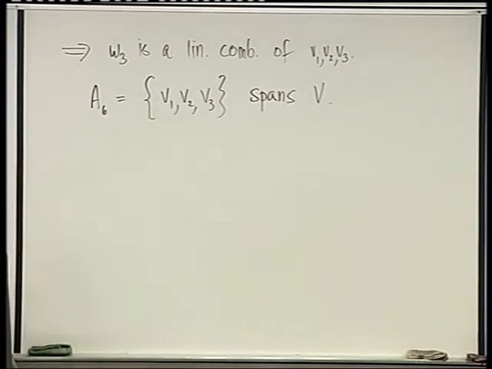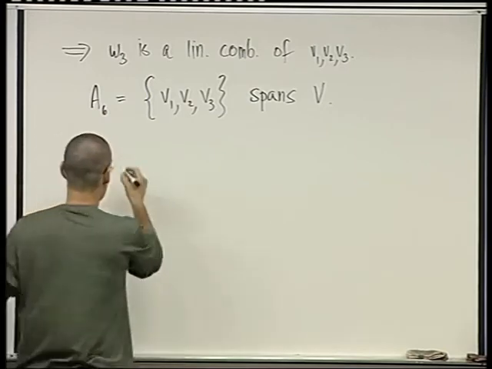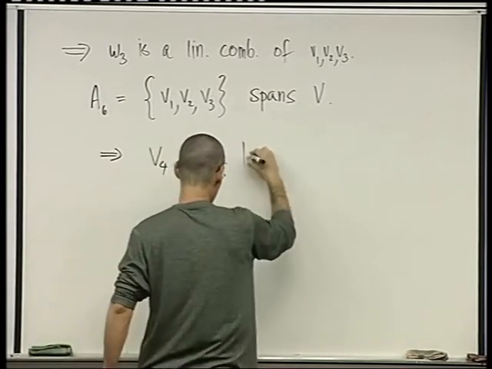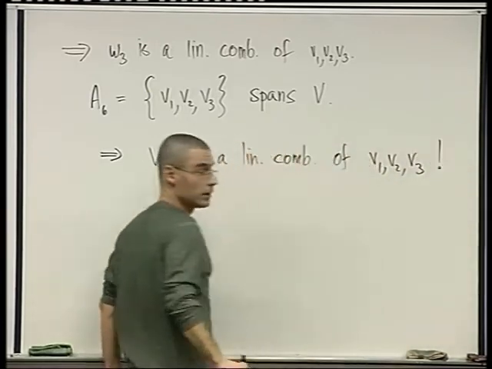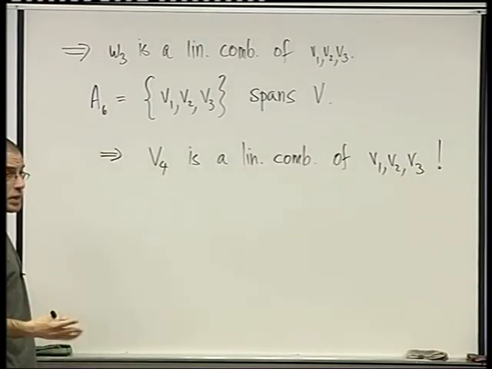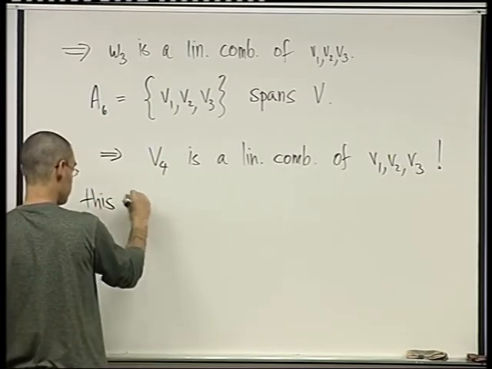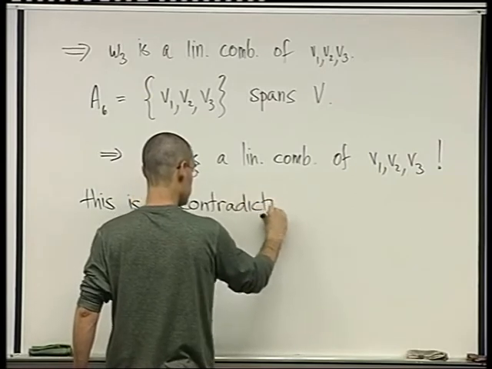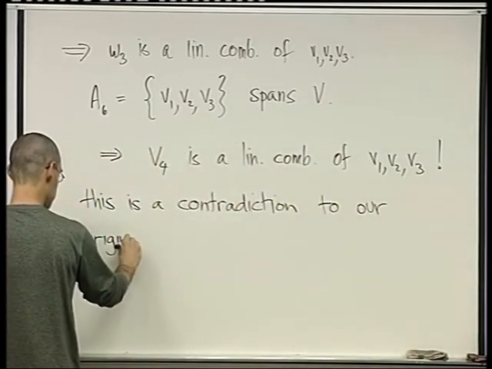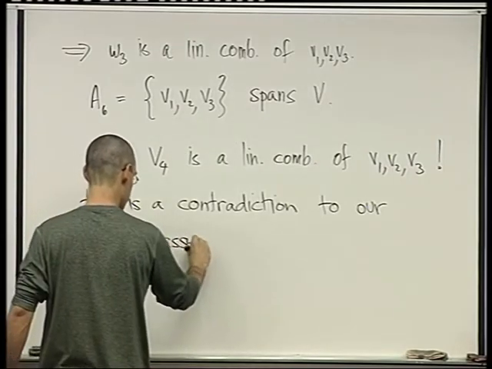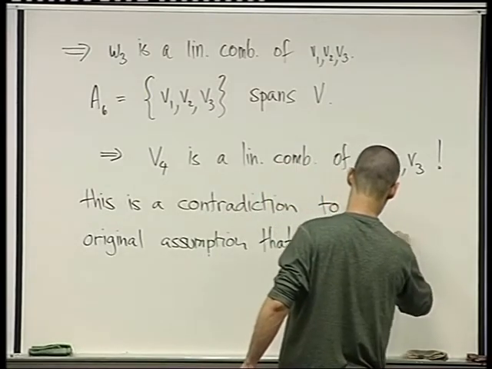But what does it mean that it spans V? It means that any vector in V is a linear combination of these guys, in particular, V4. V4 is a linear combination of V1, V2, and V3. And that's a contradiction, because we started out with assuming that B is linearly independent. Right? This is a contradiction to our original assumption that B is linearly independent.